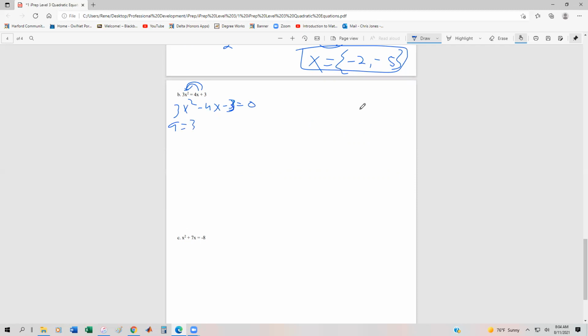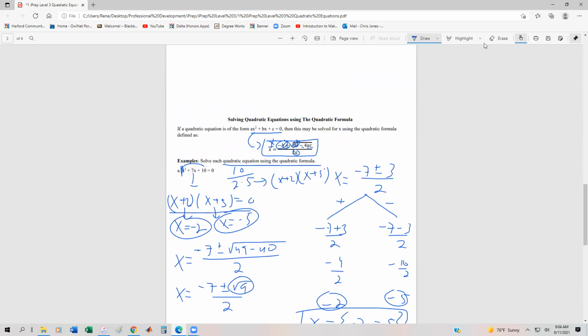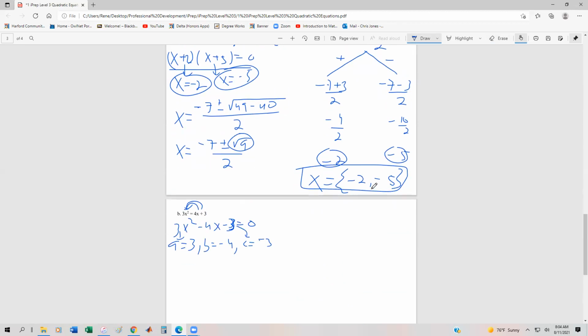This means that a is 3, that's the coefficient of the x squared. b is -4, and the constant c is -3. And what we're going to do is plug it into our formula, which is going to be x equals -b plus or minus the square root of b squared minus 4ac, right, all over 2a.